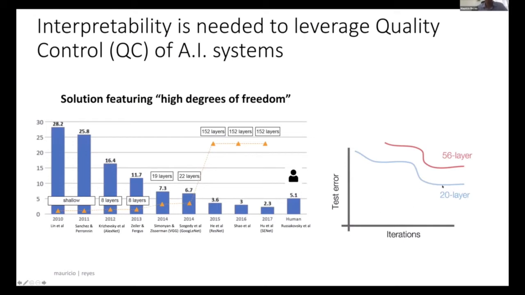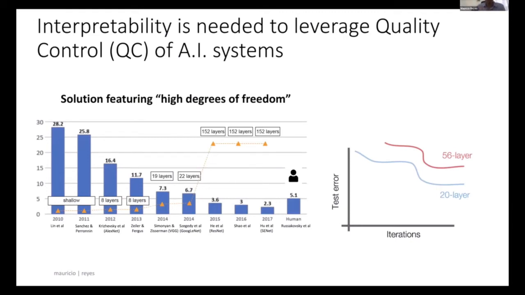You have here a system that has 20 layers versus a system that has 56 layers. The system with 56 layers should, according to this plot over here, be better and therefore have a lower test error. But in this case, it's not the case. Why is this? The system with 56 layers has more complexity, has many more parameters to be optimized, and therefore the optimization process is more complex. So we are moving the problem of understanding the data, or the complexity in the data or the task itself, into the complexity of the optimization process.